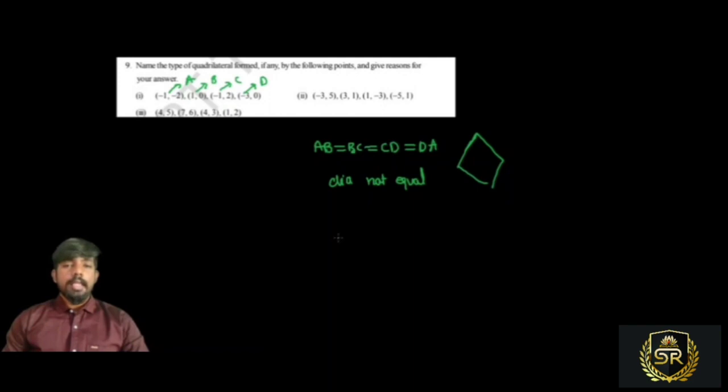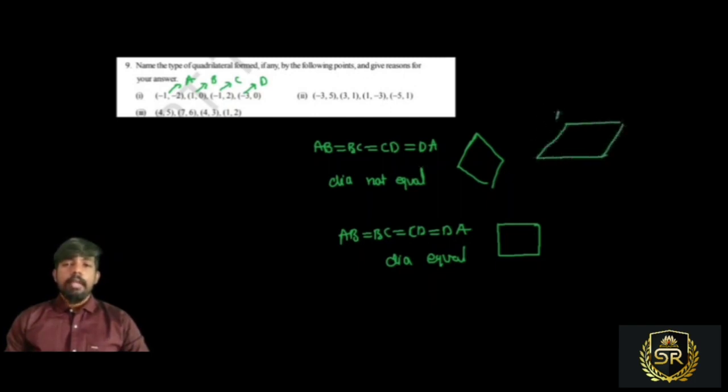If all sides are equal and diagonals are also equal, then that is said to be a square. Okay, geometrical figure, square.